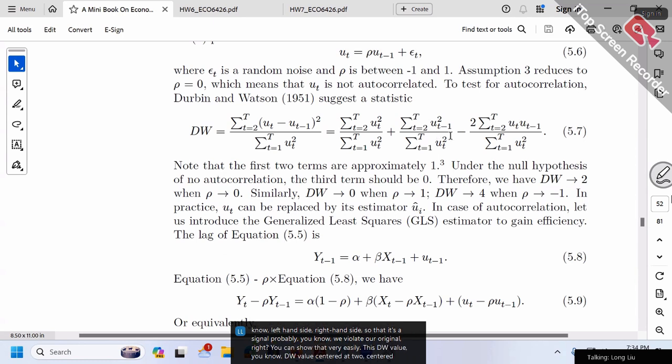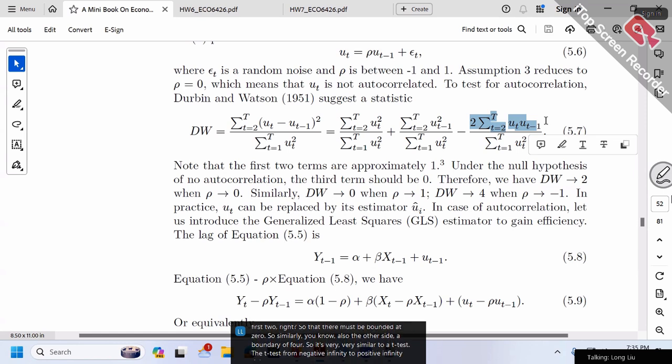is centered at two, and it has a boundary: it must be between zero and four. It's very easy to show because this term must be smaller than the summation of the first two, so it must be bounded at zero. Similarly, the other side is bounded at four. So it's very similar to a t test. The t test goes from negative infinity to positive infinity; right here it's from zero to four, centered at two. But the intuition is exactly the same.